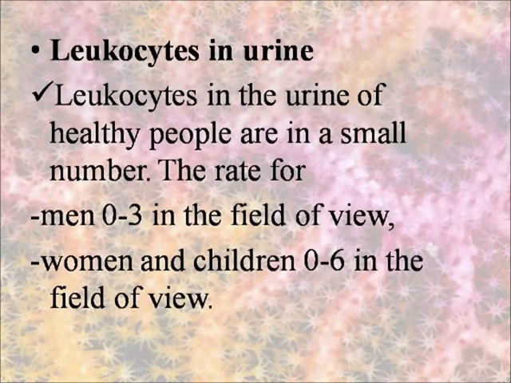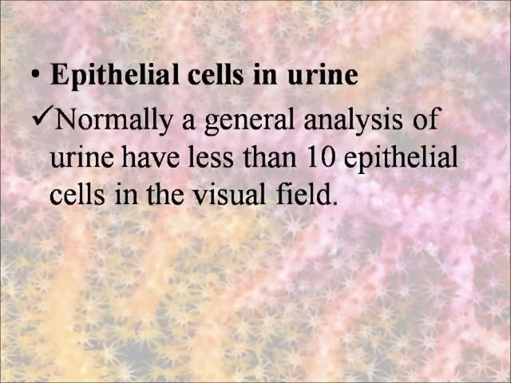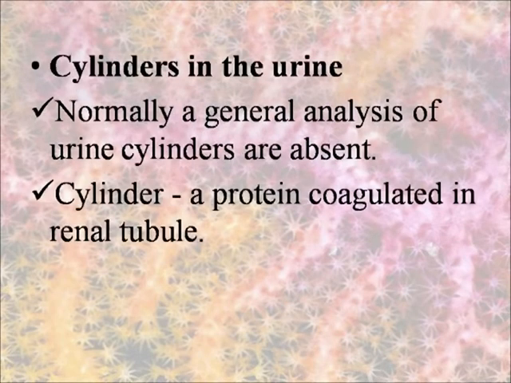Leukocytes in urine. Leukocytes in the urine of a healthy person are in small numbers. The rate for men is 0 to 3 in the field of view, and for women and children is 0 to 6 in the field of view. Epithelial cells in urine. Normally, a general analysis of urine has less than 10 epithelial cells in the field of view. Cylinders in the urine. Normally, in a general analysis of urine cylinders are absent. A cylinder is a protein coagulated in the renal tubule.